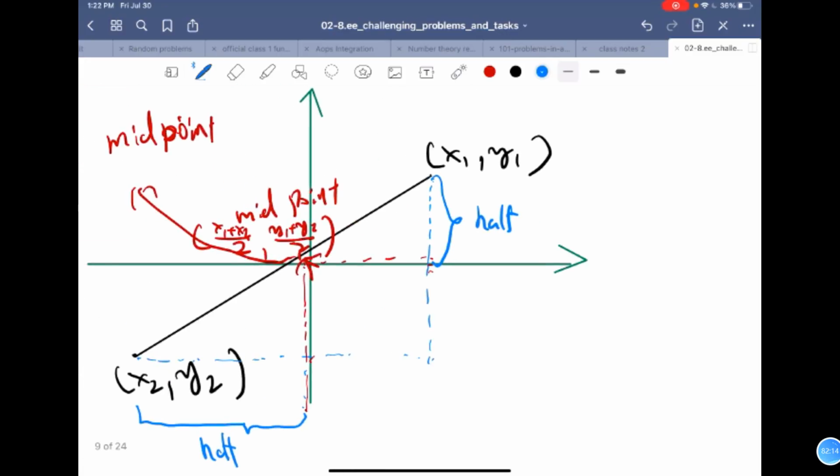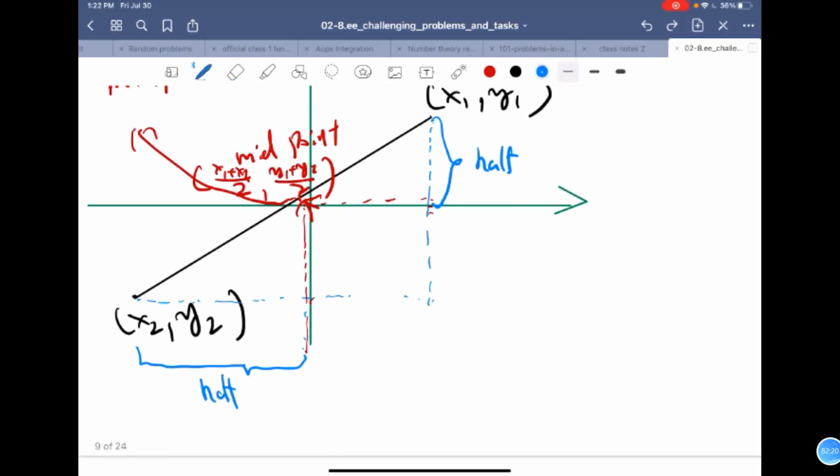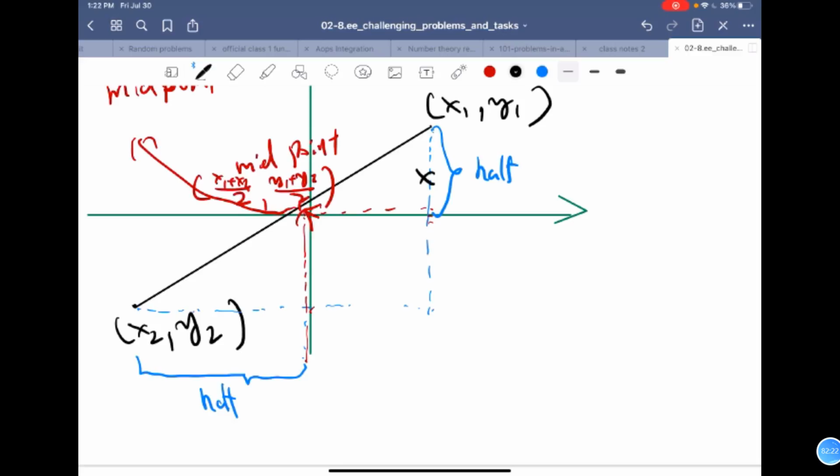Assume this is A. Assume the length of this is X. This is X, right? If X is half, then what is this? Also X, right? Then what is this part? Also X, because it's parallel and it's a rectangle, right? So X just goes here.